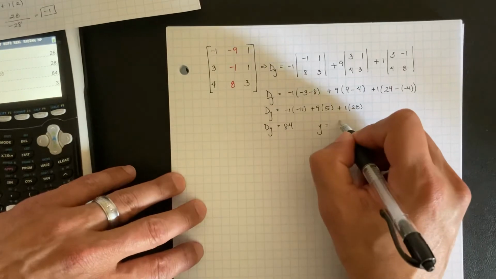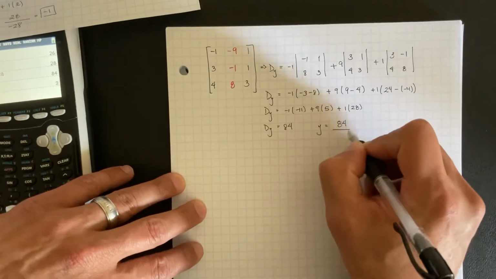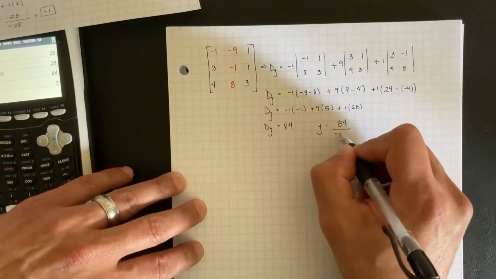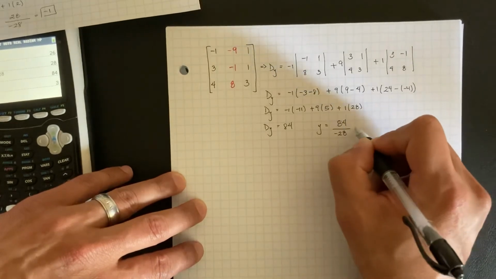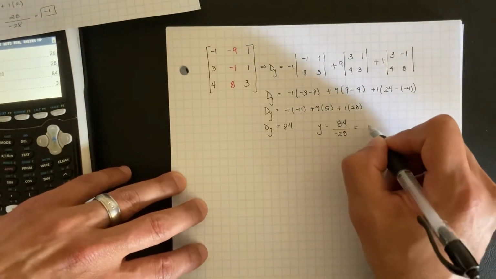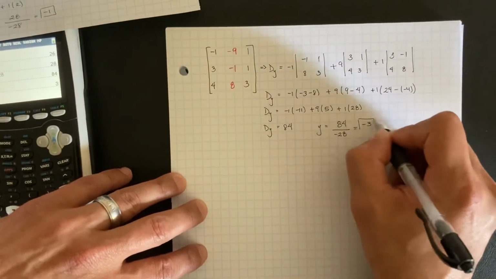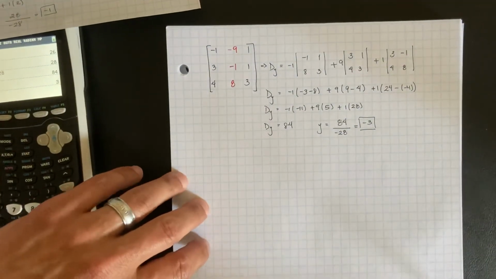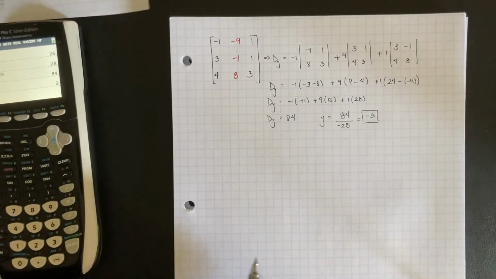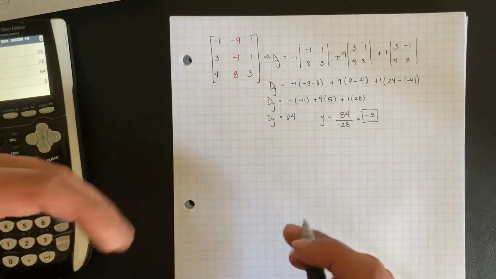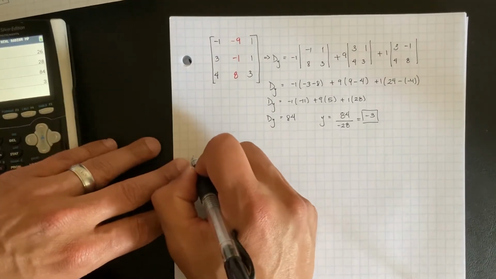Alright, so my dy is 84. And then my other one is negative 28, which is my determinant of my coefficient matrix. So that's going to give me negative 3. Great. I did that right. Alright. So we're going to do one more, guys. So we have our x, our y. Now we have our z. So we got to do our z now.